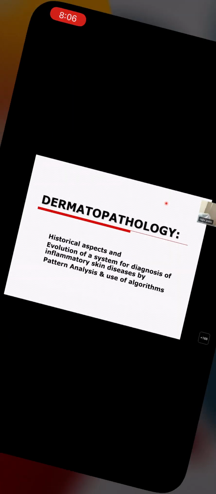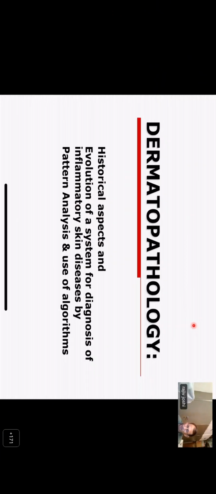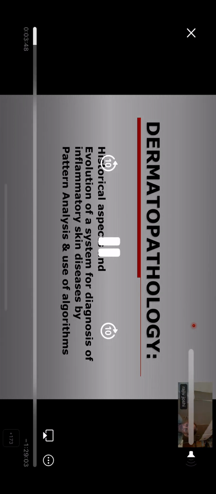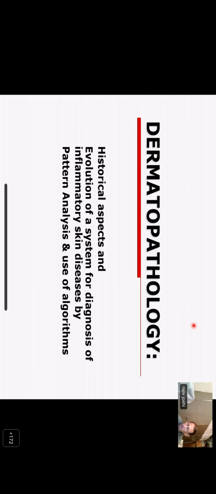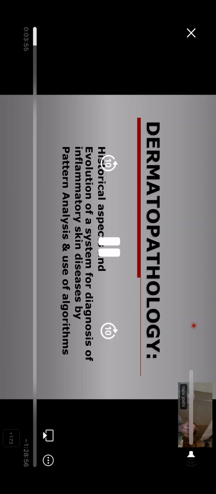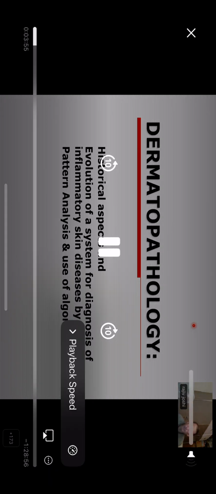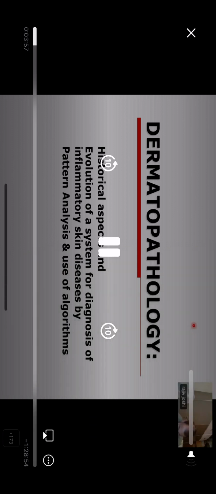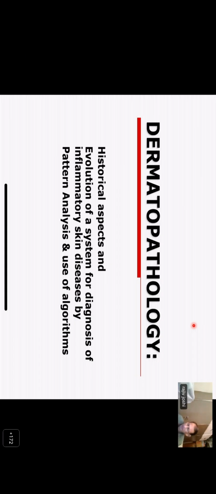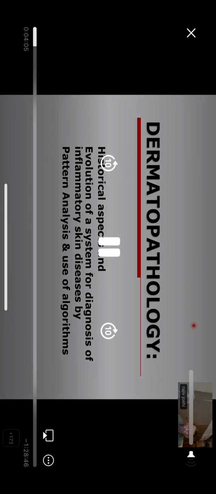How to approach slides and how dermatopathology actually evolved over the last century or so, and how a system for pattern analysis was developed by which it made it easier to diagnose, or at least consider differential diagnosis for, inflammatory skin diseases. A lot of skin biopsies that we get, at least in India, are inflammatory skin diseases. We don't get so much of tumors.